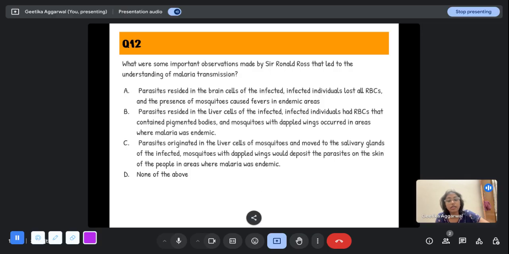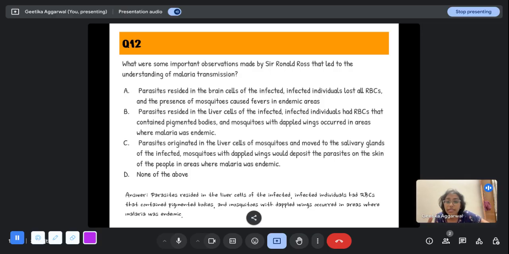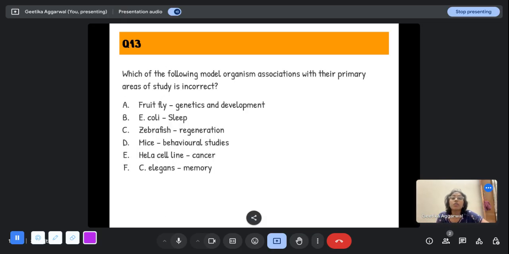And so, yeah, the correct answer to this question is that the parasites resided in the liver cells of the infected individuals. Infected individuals had RBCs that contained pigmented bodies, and mosquitoes with dappled wings occurred in areas where malaria was endemic. Question number 13.